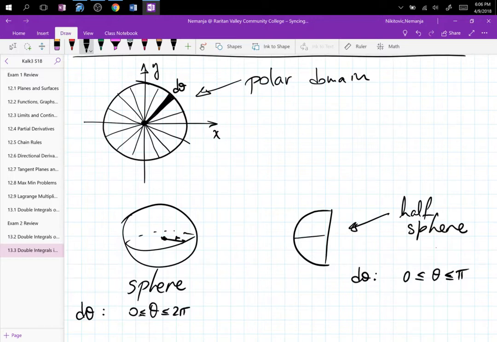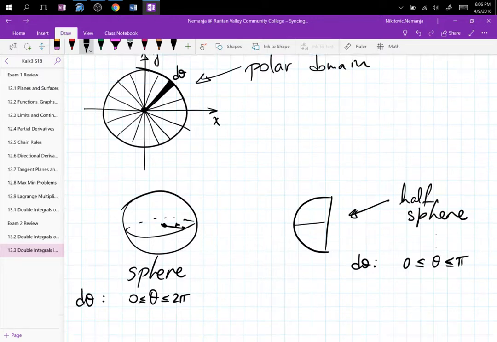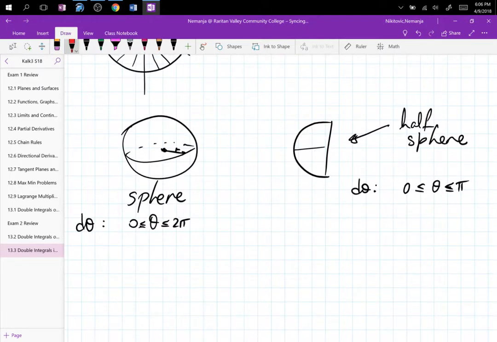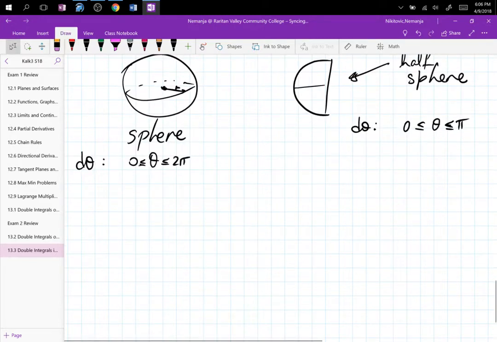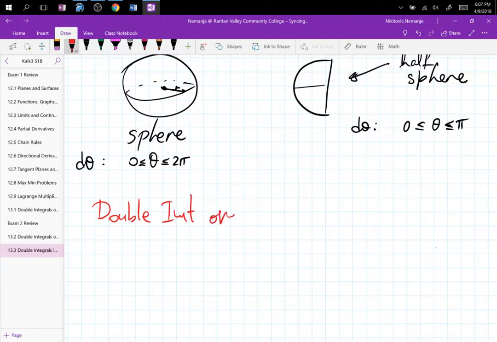So now, what is the theorem that we are going to use to compute this? All of this will make sense once I write it. We are going to say that we have double integrals over polar rectangular regions. And this word rectangular in this context doesn't mean rectangle, which is a little bit tricky, but we'll deal with that.